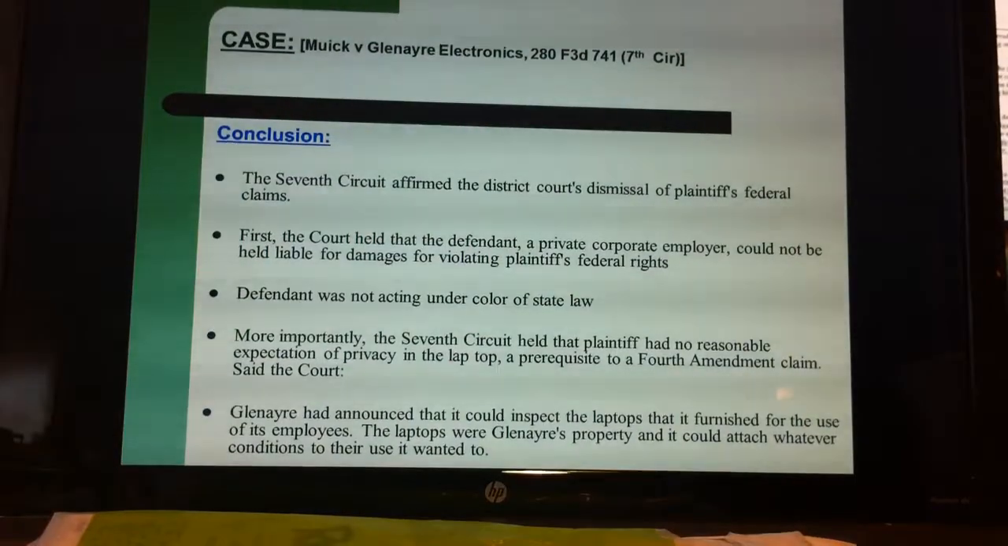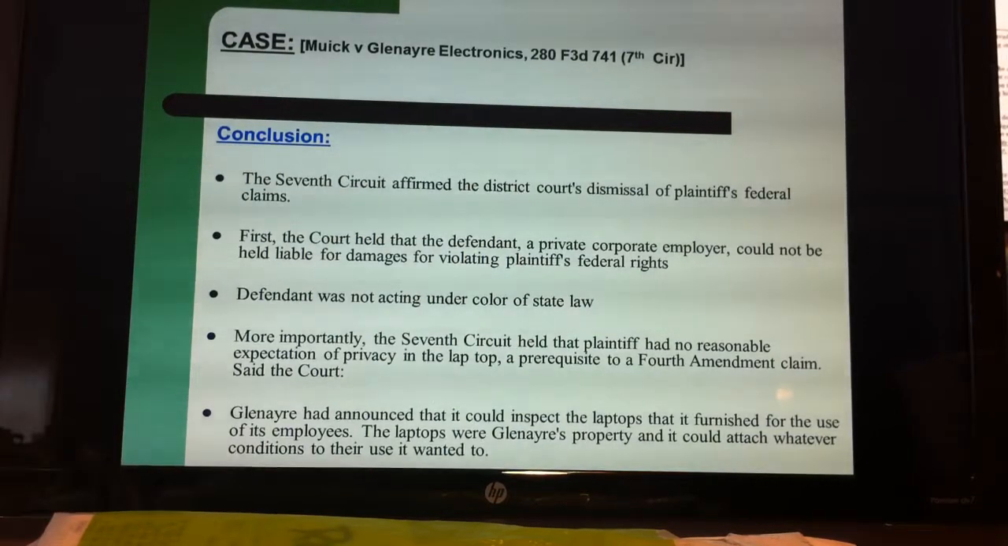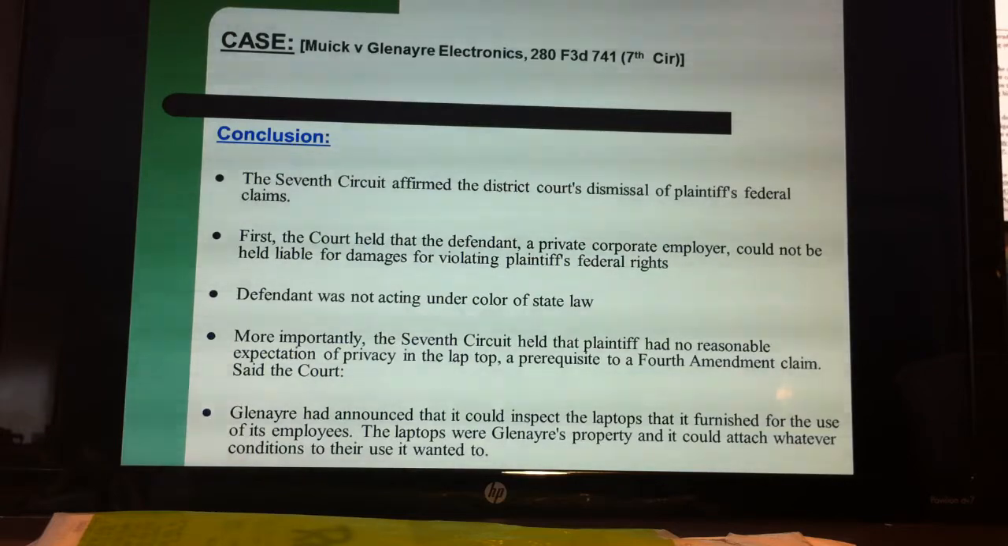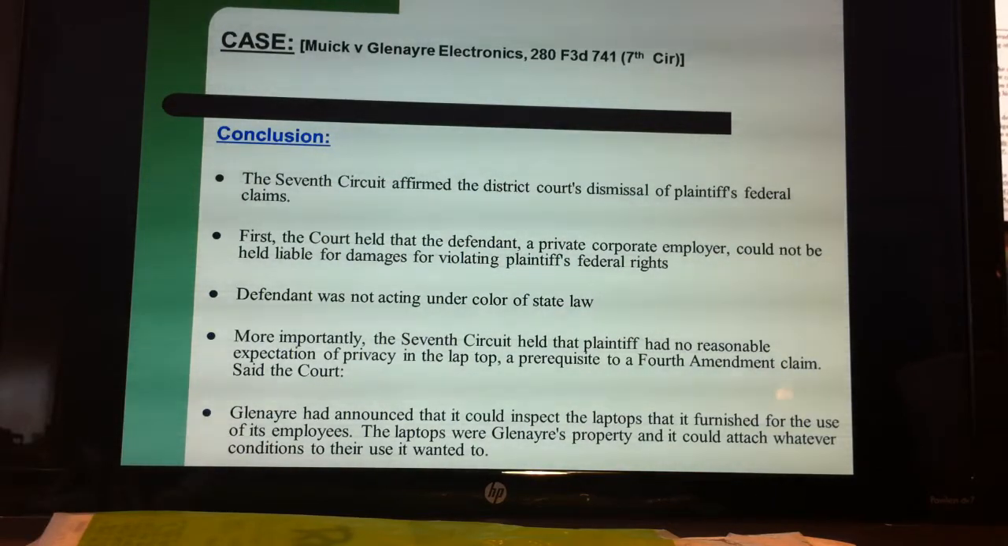Last, the conclusion. The 7th Circuit affirmed the district court's dismissal of the plaintiff's federal claim. The court held that the defendant, as a private corporate employer, could not be held liable for damages for violating the plaintiff's federal rights. The defendants were not acting under color of state law. More importantly, the 7th Circuit held that the plaintiff had no reasonable expectation of privacy in the laptop, a prerequisite to a 4th Amendment claim. Glenayre had announced that it could inspect the laptops that it furnished for the use of its employees, because the laptop was Glenayre's property and it could attach whatever conditions to their use it wanted to. Thank you.